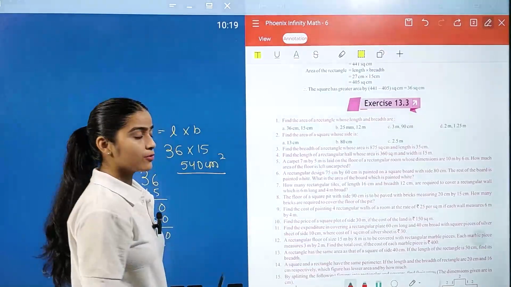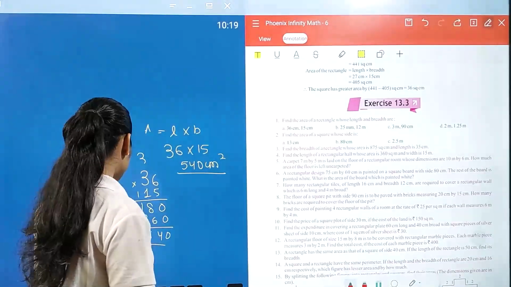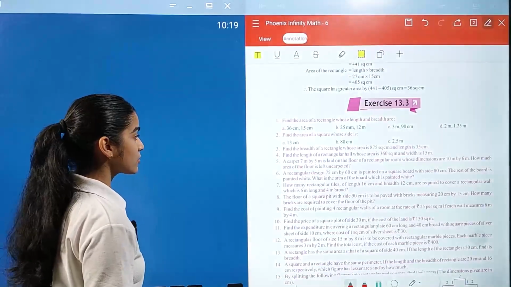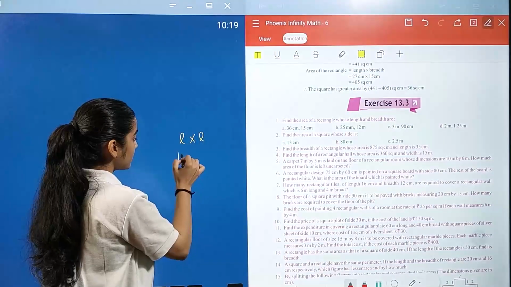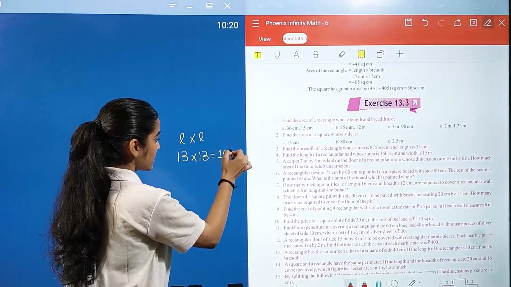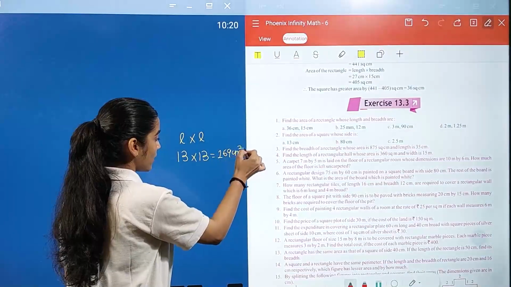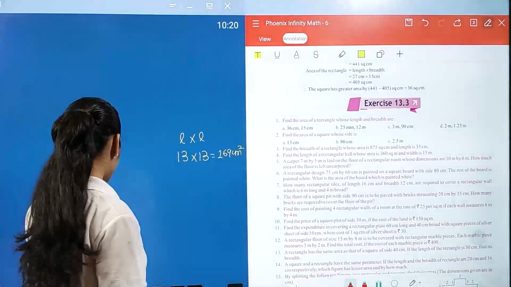So in the same way you have to find the answers for the rest of the parts in question number 1. After this we have question number 2. Find the area of a square whose side is given. So L into L, it means 13 multiplied by 13, that is equal to 169 centimeter square. In the same way you apply the formula of area of a square and you will get your answers.